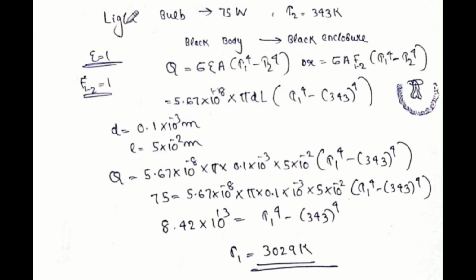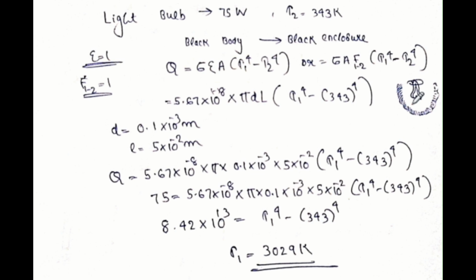So this is our solution. I have drawn a very small figure. It may not look like a filament, but it's a simple drawing. We have a filament down here, and it is in a black enclosure. The filament body is a black body, and the enclosure it's falling on is also a black body. So it's a black body to black enclosure heat transfer.